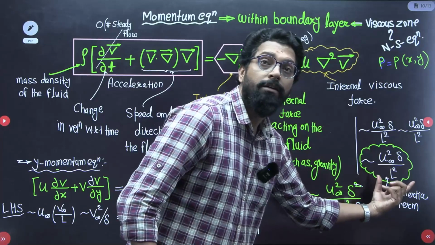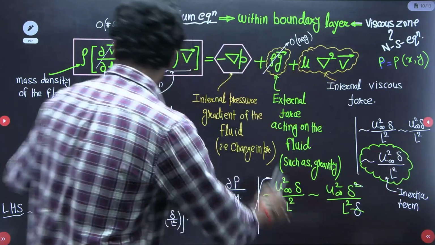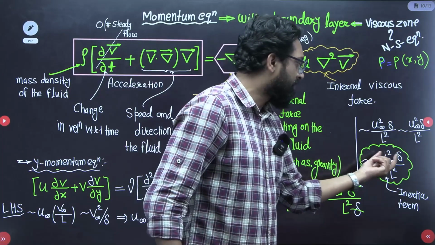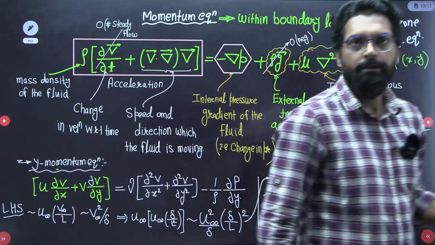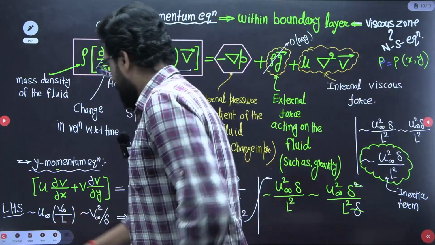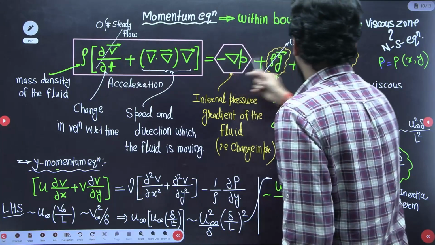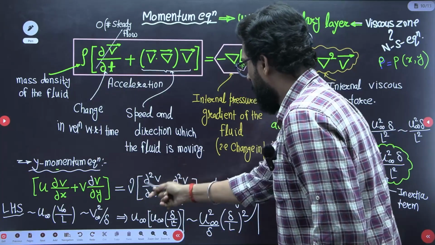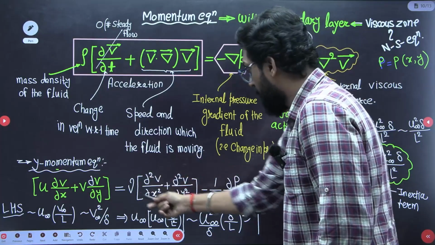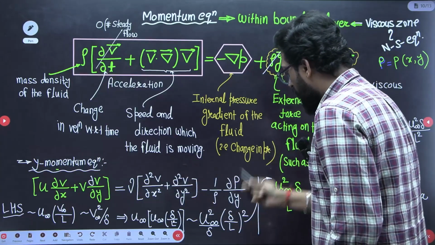Now, this is the inertia term, the net force. So the order of magnitude says that u infinite square delta by L square is the inertia term. Now go to the right hand side. This one, with mu, is the diffusion term, the diffusion of a momentum disturbance. Why? Because there is a viscosity. Then there is the minus 1 by rho dou P by dou Y.